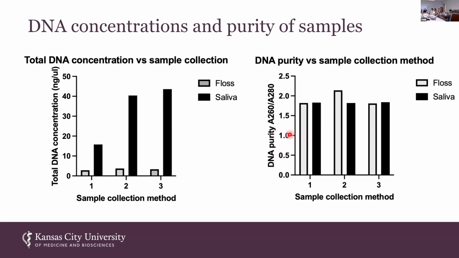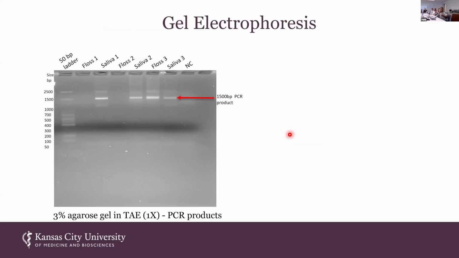Moving on to our next slide is the gel electrophoresis of our PCR product. Here we can see our 3 different saliva samples, and we have the expected 1,500 base pair product of that 16S DNA. In our floss samples, we only saw that band in one of those lanes. We predicted that this might be due to the low DNA concentration of the floss samples to begin with. This was done in a 3% agarose gel.